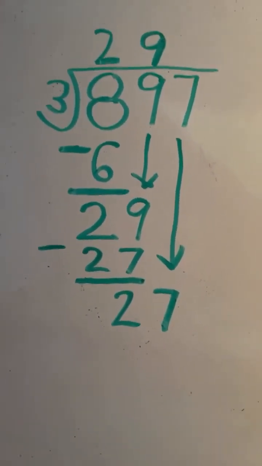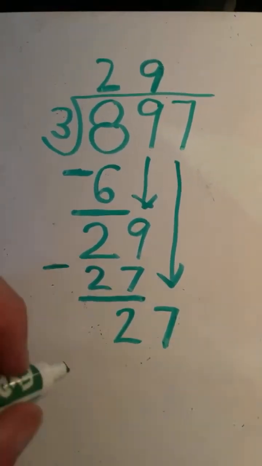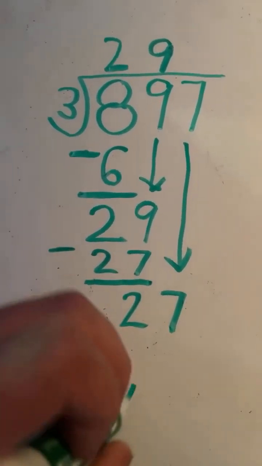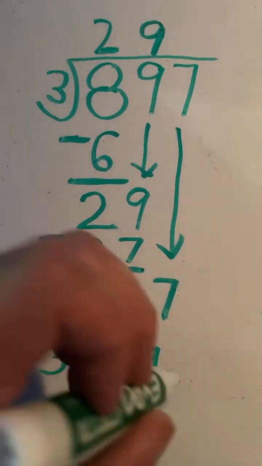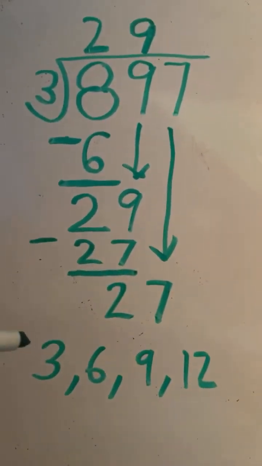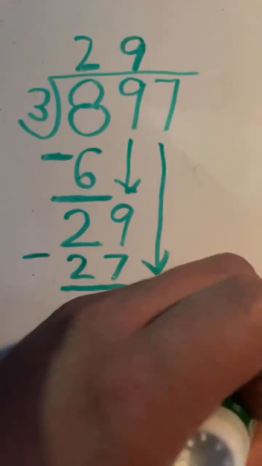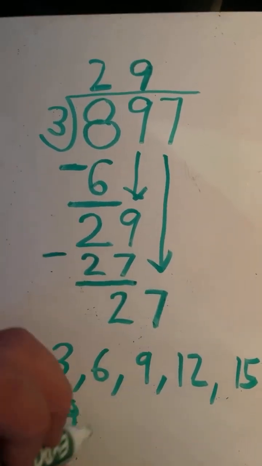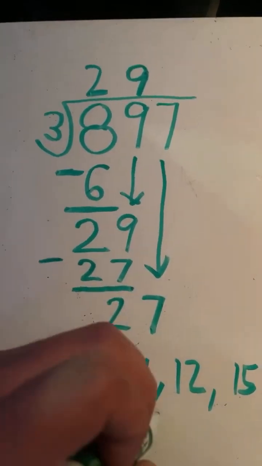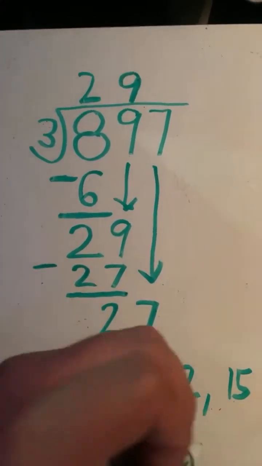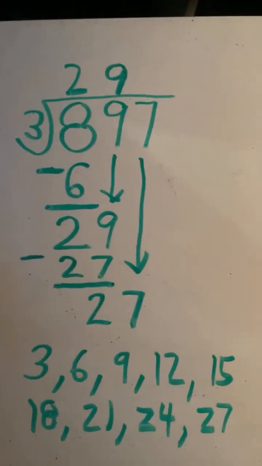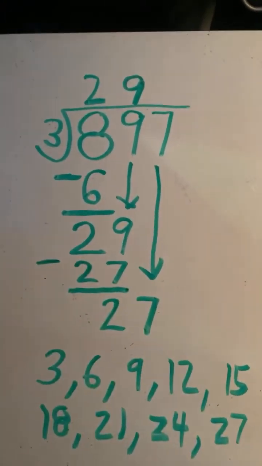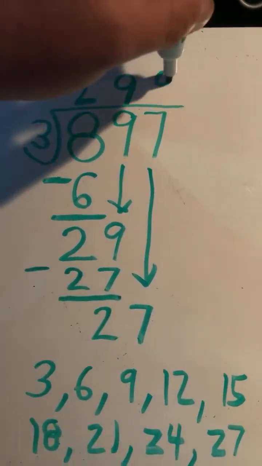So now we're going to do 27 divided by 3. So counting by 3s. 3, that's 1 group. 6, we are at 2 groups of 3. 9, we are now at 3 groups of 3. 12, we are at 4 groups of 3. 15, we are at 5 groups of 3. 18, we're at 6 groups of 3. 21, we're at 7 groups of 3. 24, we're at 8 groups of 3. And 27, we are at 9 groups of 3. So we ended up counting by 3s 9 times. So 27 divided by 3 equals 9.